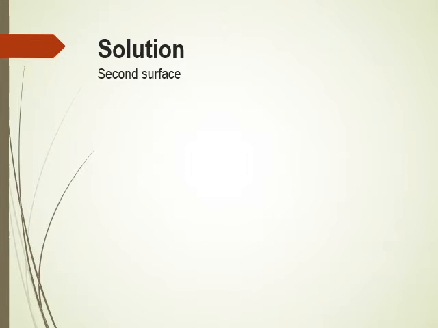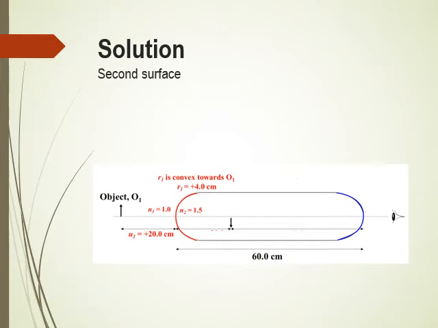Now let us continue with the second refracting surface. Before we look at it, let us recall what happens at the first refracting surface. This is the diagram for the first refracting surface, and according to the calculation, the image is formed 20 cm behind the first refracting surface. When it comes to the second refracting surface, we are going to use I1 as our O2, and this O2 will be used to determine the object distance.